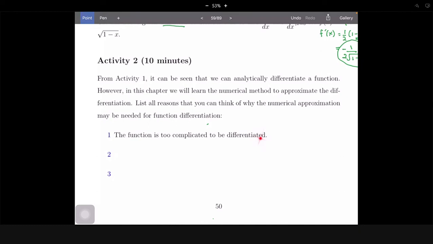Apa lagi agak-agak? Dia suruh cari f prime. Apa lagi alasan yang kita boleh fikirkan kenapa kita perlukan numerical method ni? Kenapa kita perlukan numerical method untuk find the derivative? Salah satu sebab function tu complicated nak differentiate secara manual. Ada lagi tak?